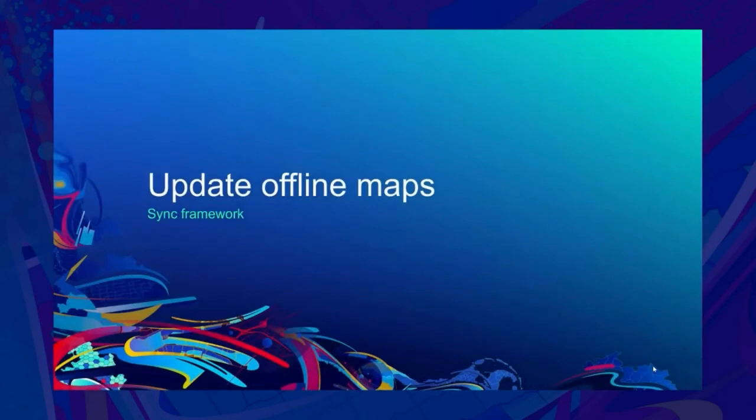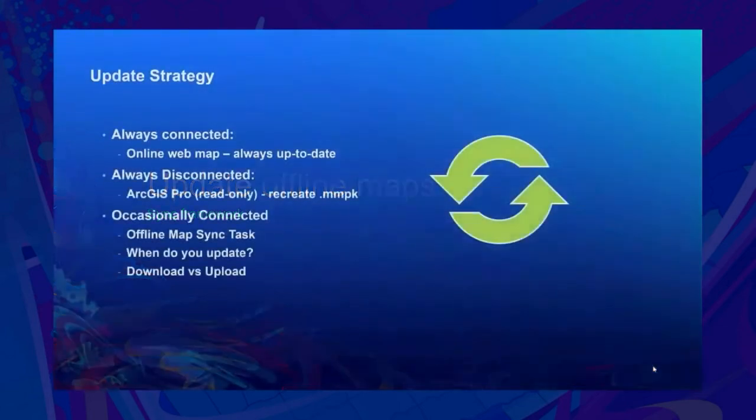So we've looked at a few different scenarios about working with maps when we're connected or when we're not connected, or when we have that occasionally connected scenario. The last section of this presentation is considering how we can update those offline maps. When something's changed on the server, what can we do to get our map back up to date? And really it all depends on what connectivity strategy you're following with your app.